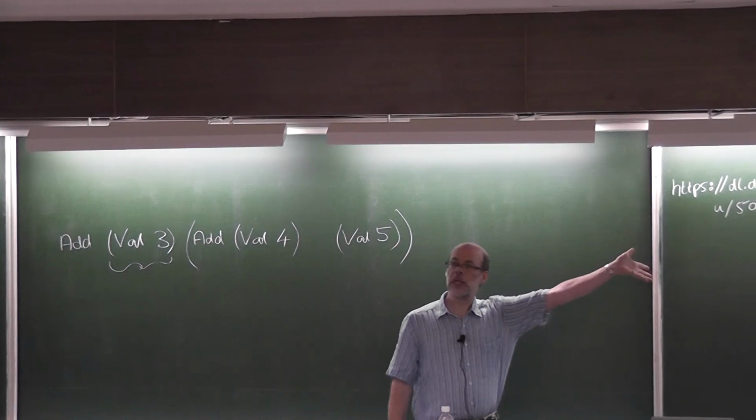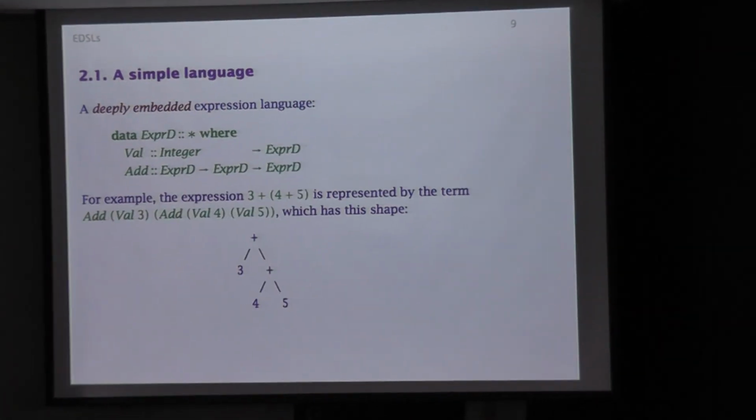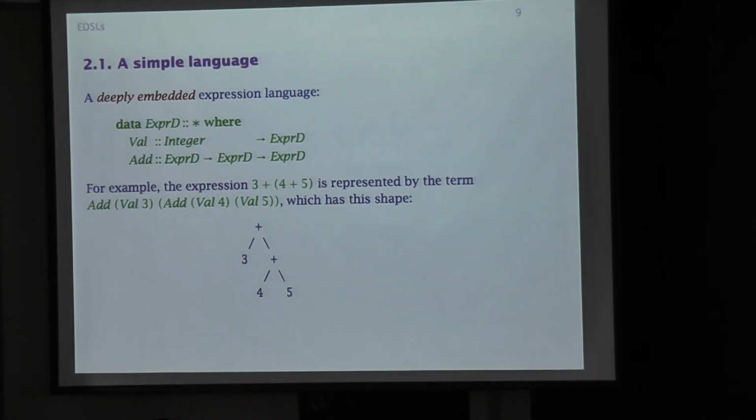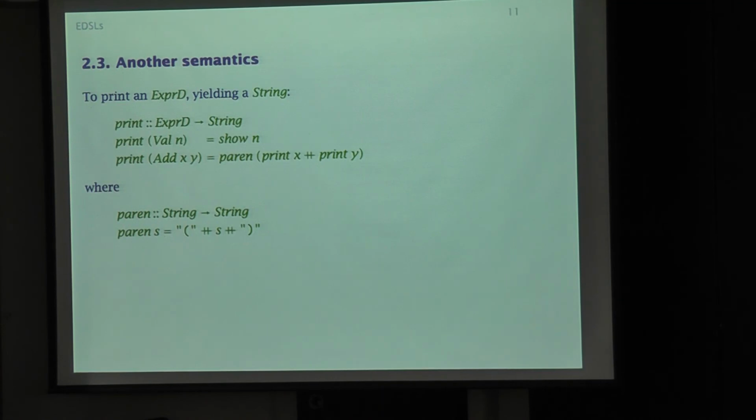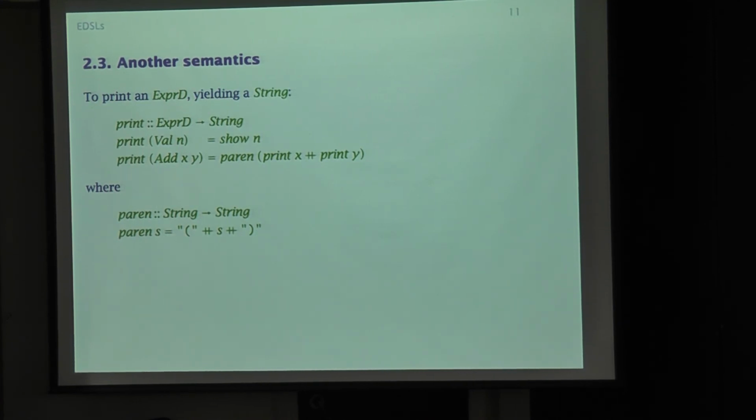So that's a semantics for my DSL. The program in the DSL just gives me an abstract syntax tree, and then the semantics is some function inductively defined over the structure of that tree. And you can have other semantics for it. So here's a different semantics of my expressions. I'm not going to evaluate them and get integers. I'm going to print them and get strings.